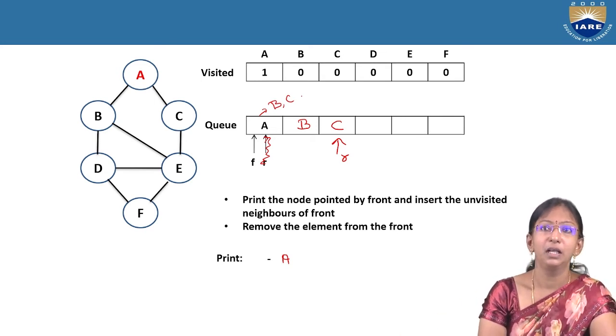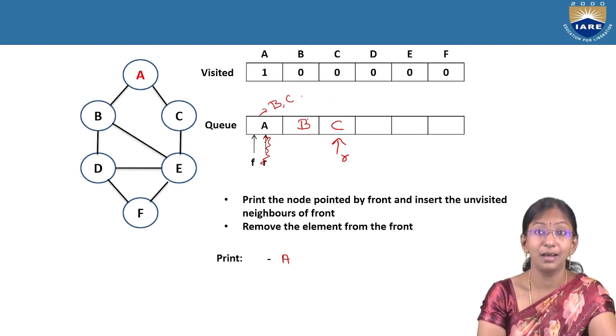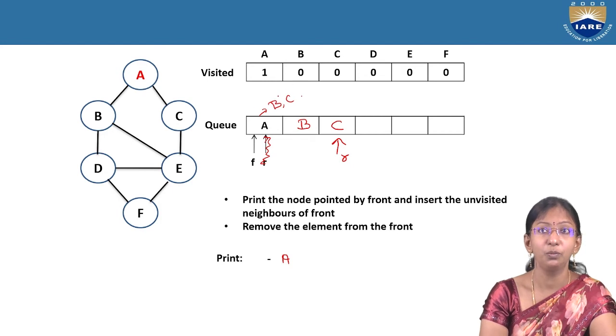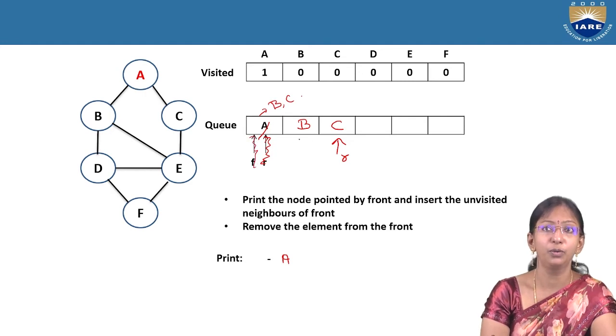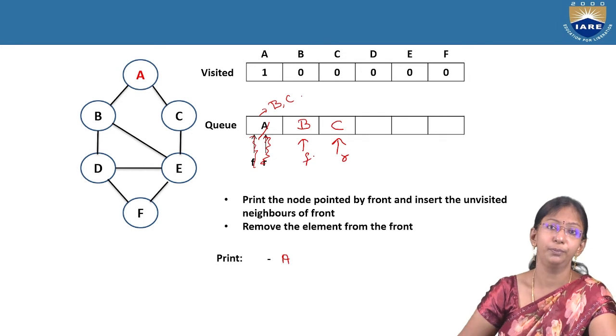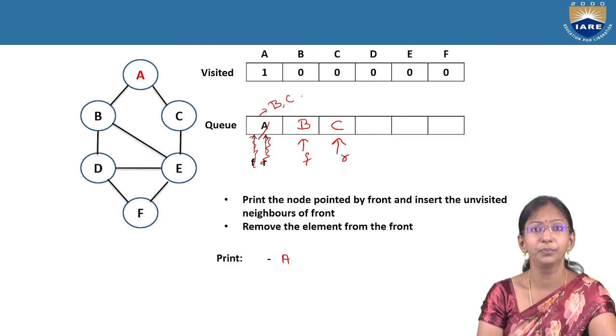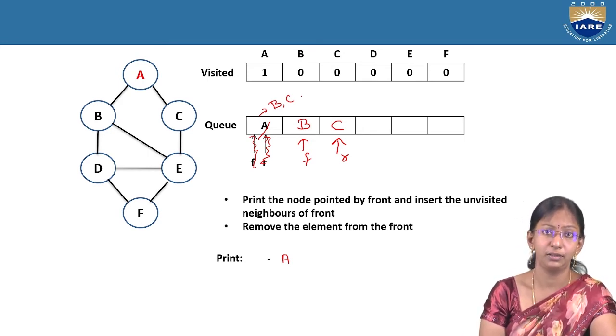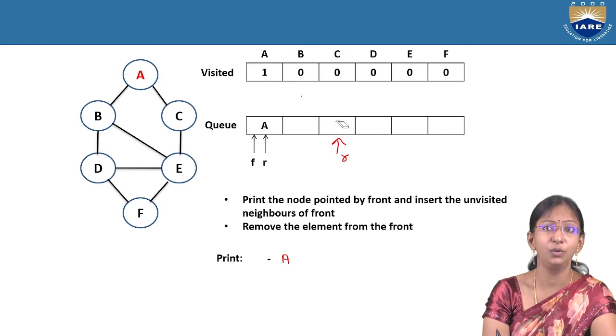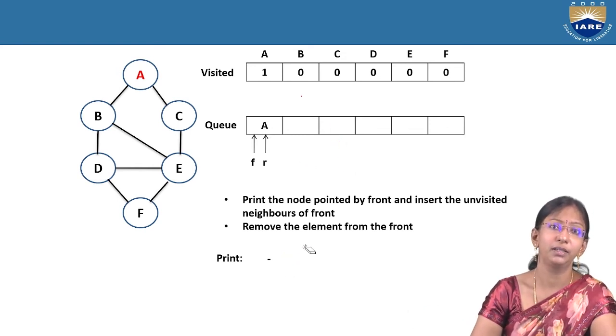Now the second sub-step will be remove the element from the front. What is the element that is in the front? A. If you remove it, what is the front going to point to? The front will be pointing to B now, right? The first step is print the node which is pointed by the front, which is A. Then insert the unvisited neighbors of the front element, which are B and C. Now remove the element from the front, right? So I'm going to remove A. This is the step if you find unvisited neighbors of the element pointed by the front.